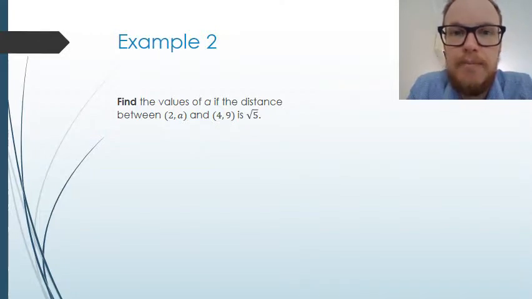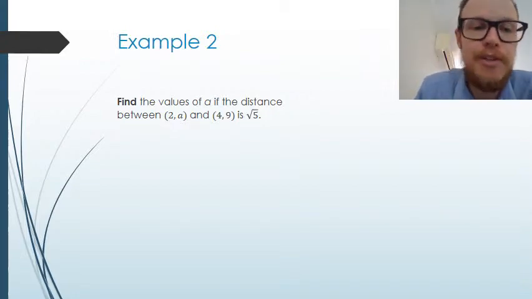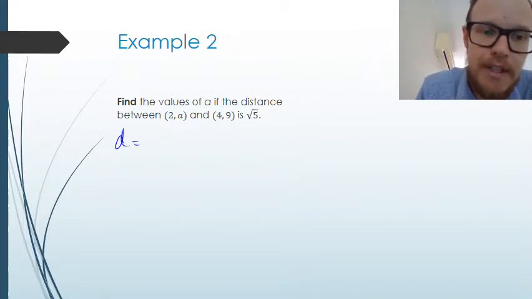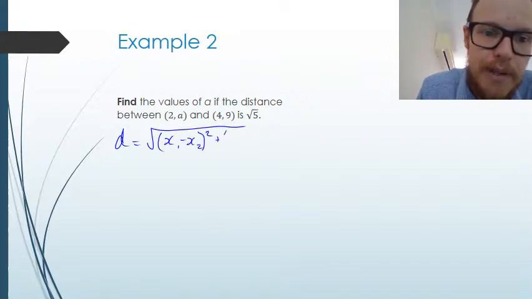This problem is quite challenging. Now, finding the values of a, if the distance between (2a, 4) and (9) is √5. So the first thing we need to do, it says the distance between those two points, so we need to write down the distance formula. D equals the square root of (x1 minus x2) squared plus (y1 minus y2) squared.